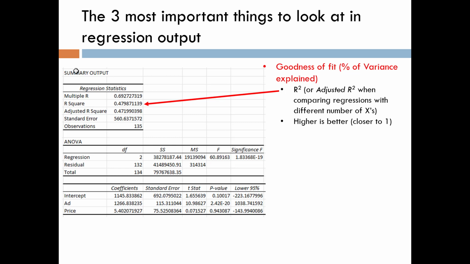A quick note about the adjusted R-square, which is also shown here. It is used when comparing different regressions that have a different number of x's. In other words, it is adjusted for the number of x's in the regression. No need to worry about it here.